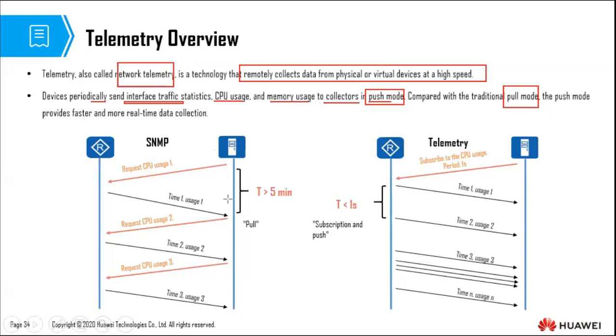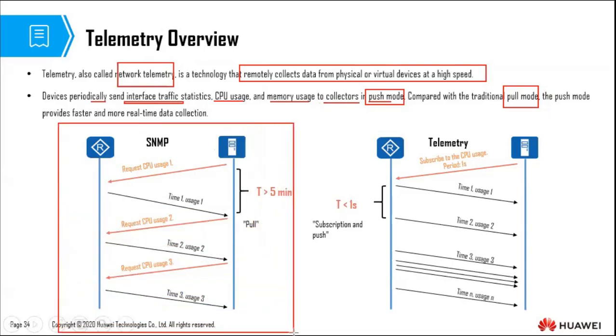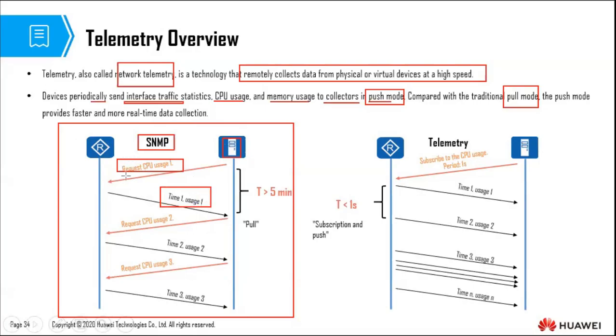So how does telemetry really work? Now look at these two examples. Here we have the traditional way of sending trap messages. This is when we are using SNMP. When you're using SNMP, we are going to request the statistics. On the NMS, we configure eSight, for example. We tell it every 2 minutes, check the CPU usage of the router. So we send a request for CPU usage. Then this router is going to reply with the usage. This is what we call pull mode, because we are requesting, then we get a reply.